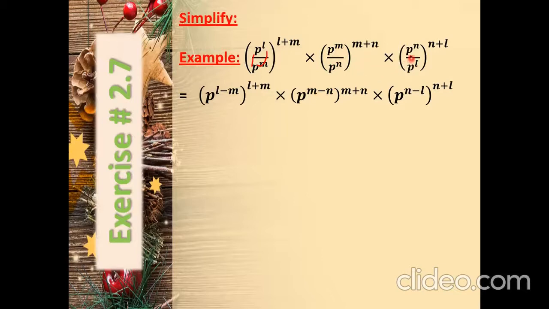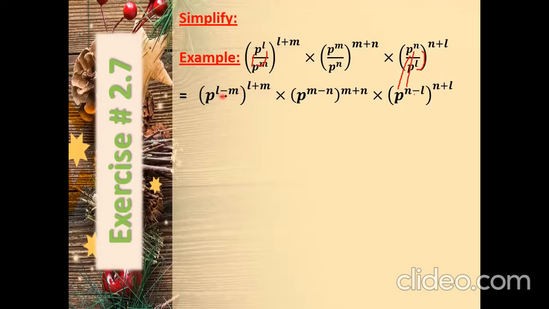Next you have P to the n divided by P to the l. Again you will take your same base P and n as it is, but when you shift this l upward, it will become minus l, and it has whole power, which is n plus l.